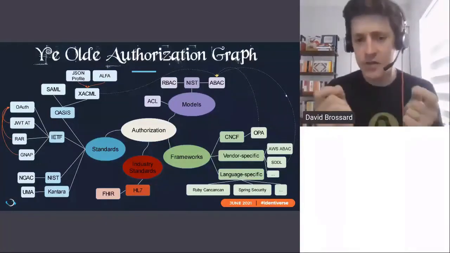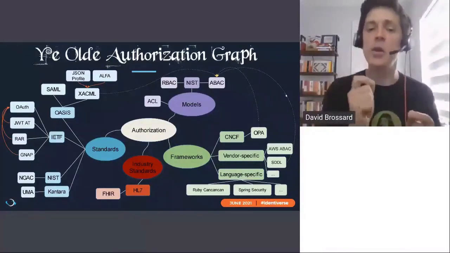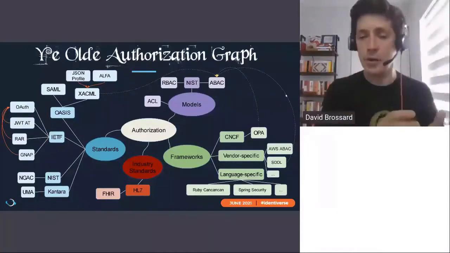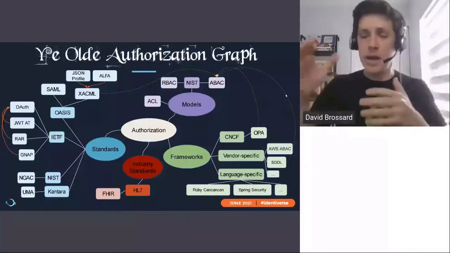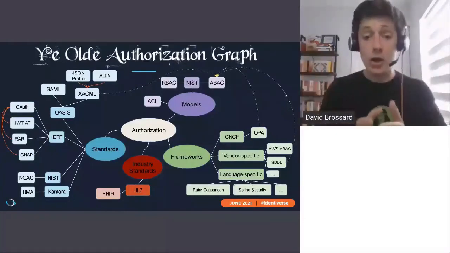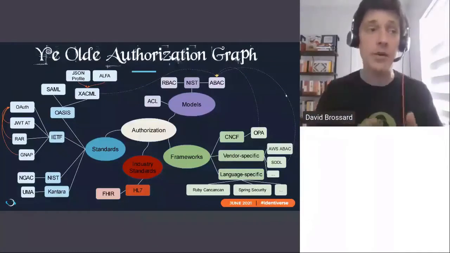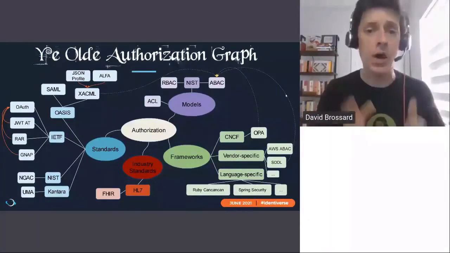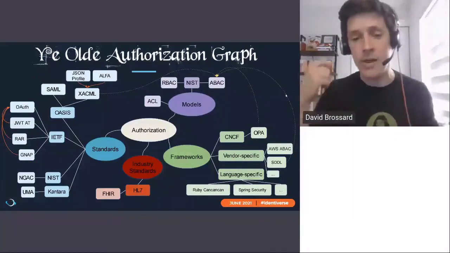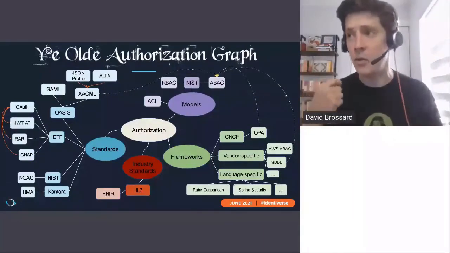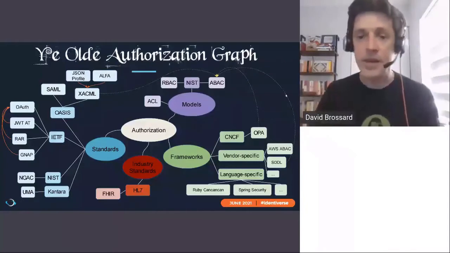But it's not just technical standards. You also have industry standards. I only listed one here, HL7 and FHIR, which are in the healthcare sector. But if you work in a given industry, banking, insurance, healthcare, go look at the standards that belong to your industry, because there is probably a framework that someone has put together to tackle authorization. And if anything, you can probably ride that wave, and it's going to make it easier for you to implement your own authorization in your own environment.